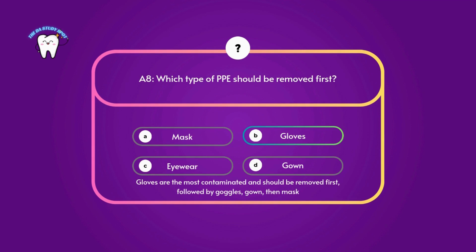The answer is B. Gloves. Gloves are the most contaminated and should be removed first, followed by goggles, gown, then mask.